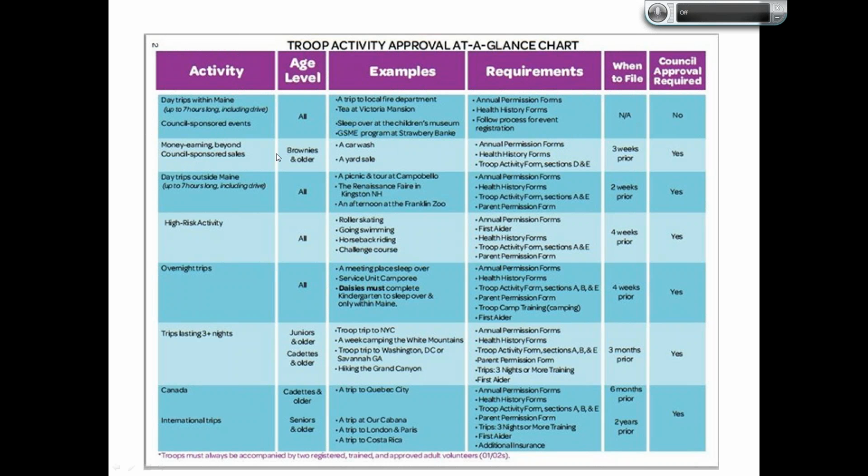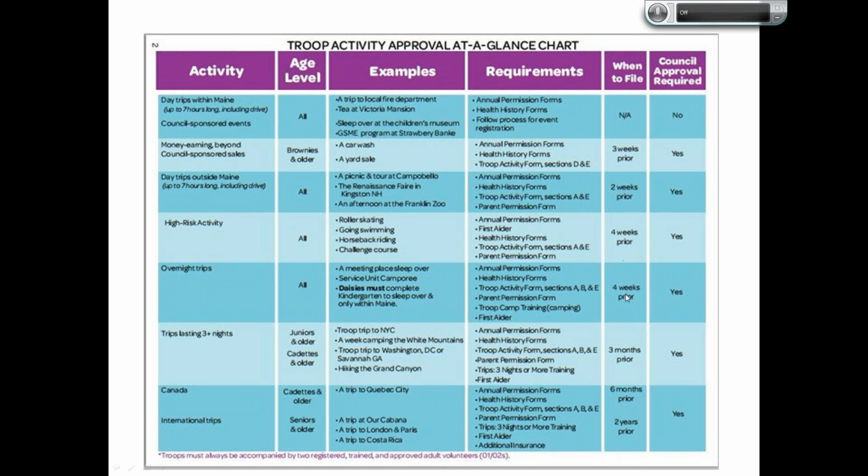But then it reminds you about the money earning for brownies and up if they're doing additional money earning 3 weeks prior. Now these dates we've put here when you need to file, with the thinking that if it gets turned in and you're missing something, this will give you some time to go back and make sure that you've got it covered. So I'm not sure what would be missing on the 3 weeks prior for the money earning, but for the high risk activities, you often need somebody who has a certificate, or at least one of the approved volunteers needs some additional training.